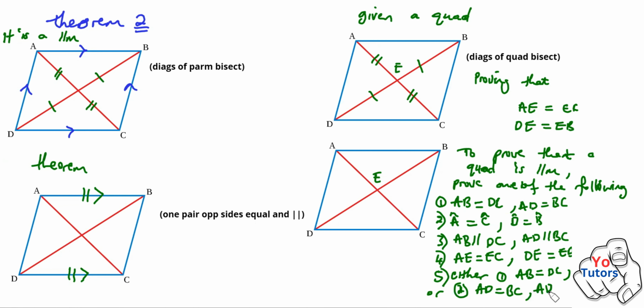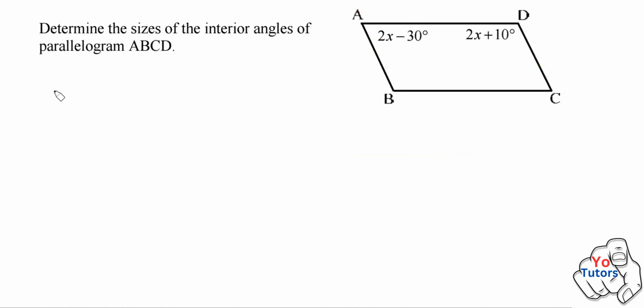AD is parallel to BC. So in this case now, we are able to say, okay, if you prove any of these, when you are asked to prove that a shape is a parallelogram, you must just show us any of these. Then in that case, you know that you will be fine. Now let's look at a question, then we can understand how we apply this.